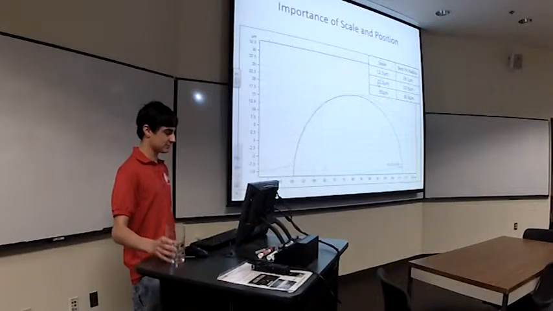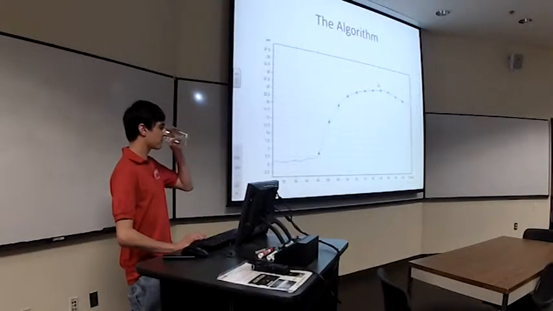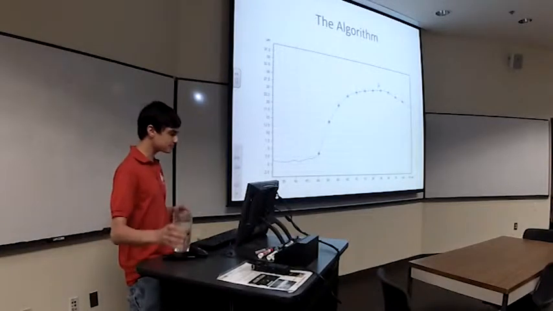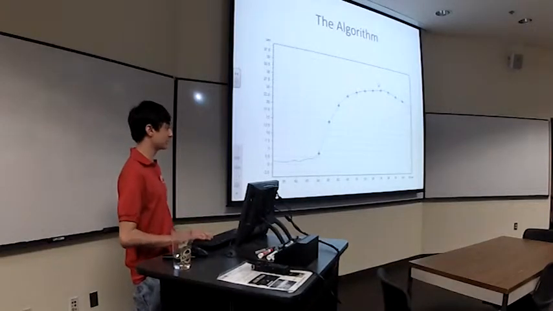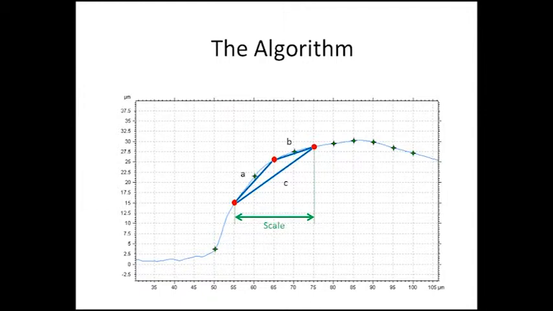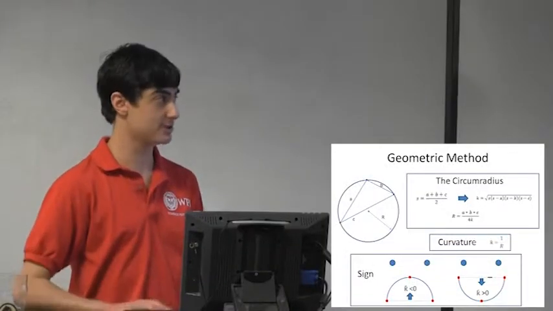So basically, what we want to figure out is at what scale does crack initiation have a significant influence from curvature. So basically, the algorithm that we use is based on 3 points. We calculate the curvature through 3 points. So you pick 3 evenly spaced points, and you find the distances between them. And from that, you can calculate the area of the triangle. And from that, you can calculate the circumradius, the circle that goes through all those 3 points.